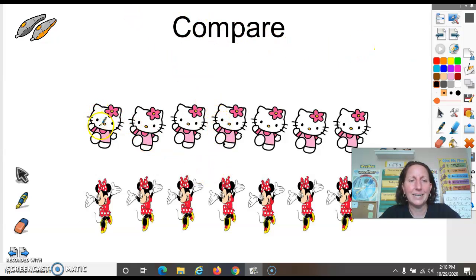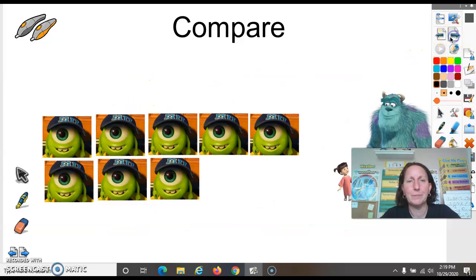All right, let's take a look at Hello Kitty and Minnie Mouse. Let's see, 1, 2, 3, 4, 5, 6, 7. And then let's see how many Minnie Mouses there are. 1, 2, 3, 4, 5, 6, 7. So that number is the exact same number. So we say that they have the same amount.